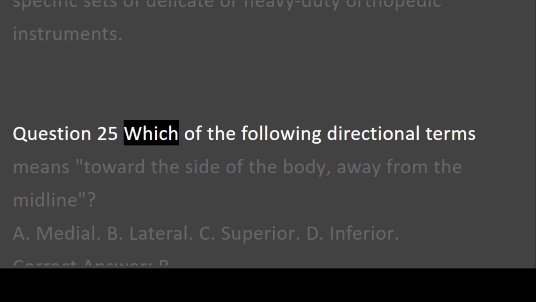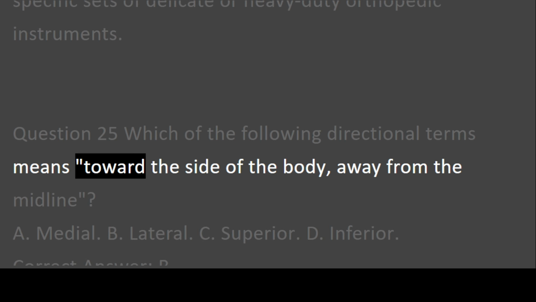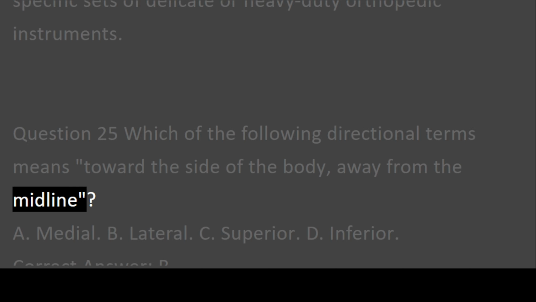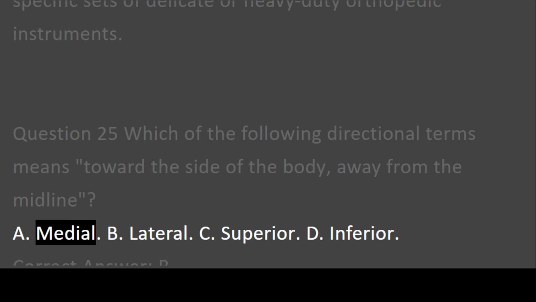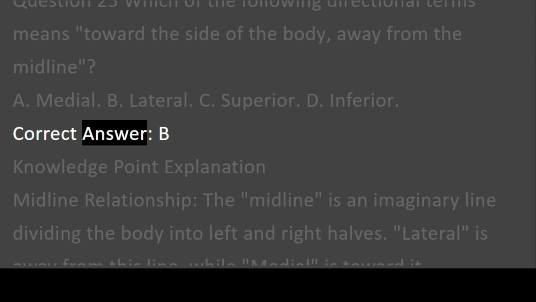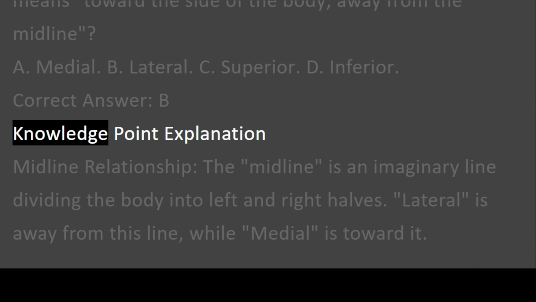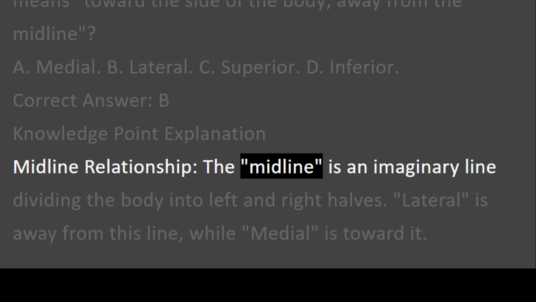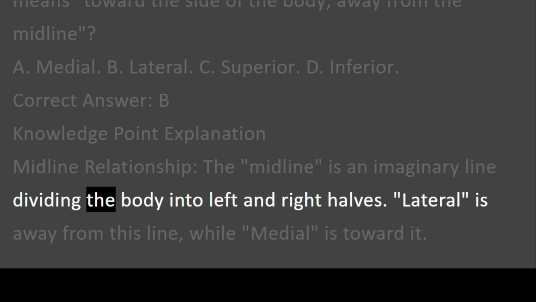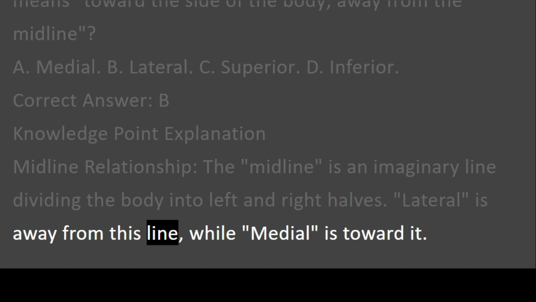Question 25. Which of the following directional terms means toward the side of the body, away from the midline? A. Medial. B. Lateral. C. Superior. D. Inferior. Correct answer, B. Knowledge point explanation. Midline relationship. The midline is an imaginary line dividing the body into left and right halves. Lateral is away from this line, while medial is toward it.